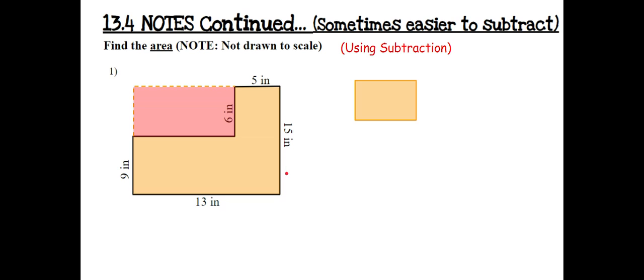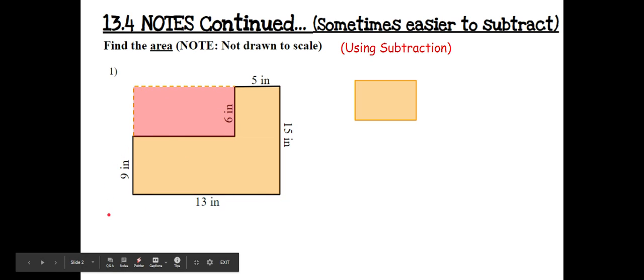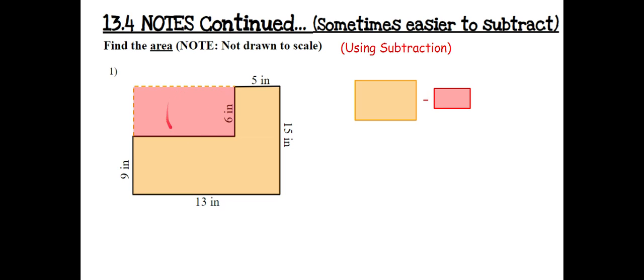They would have expected me to figure it out if they gave me that this was 6. I would have to know that 6 plus the remaining 9 gives me a total measurement of 15. Okay? And then you subtract out this rectangle right here, which is 6 by something. Okay, and I'll show you how to get that measurement in a minute.